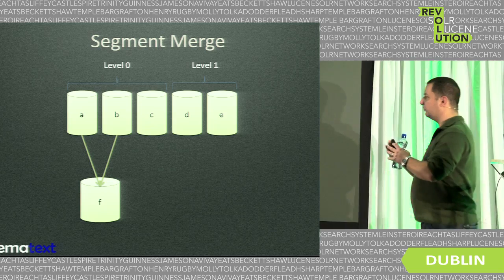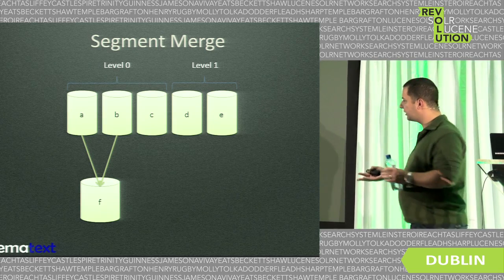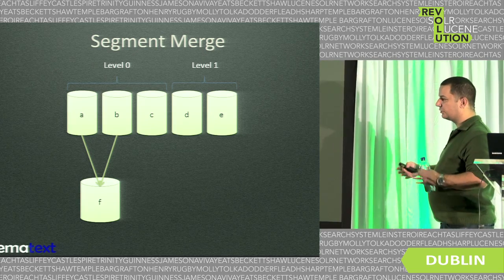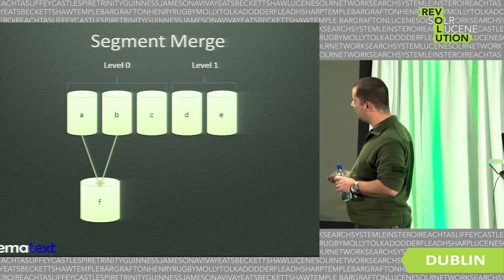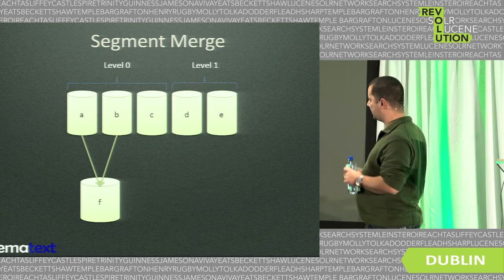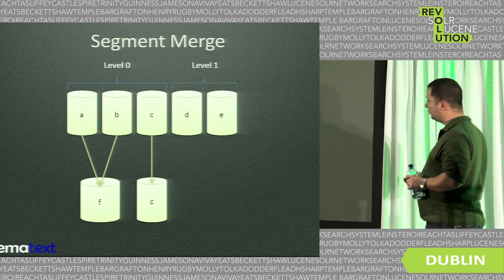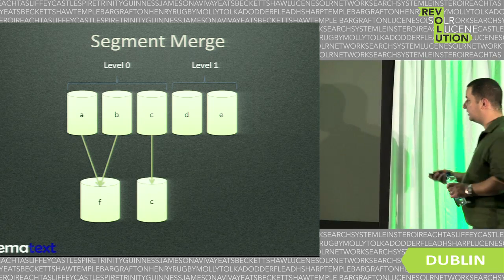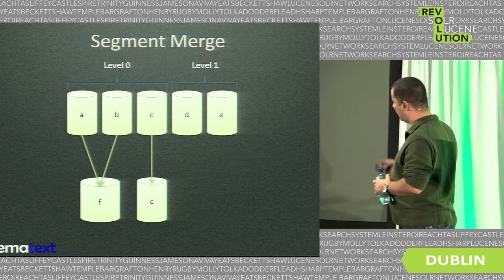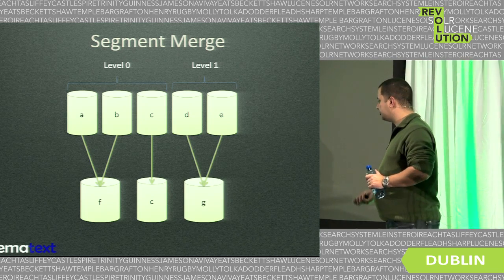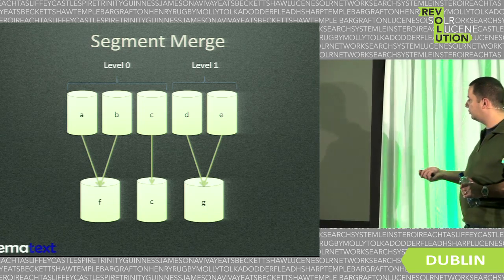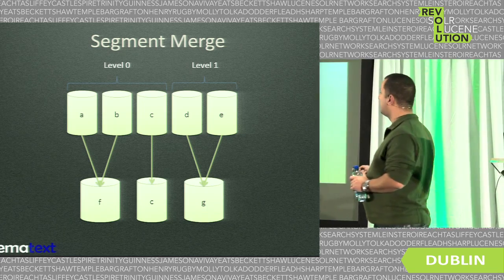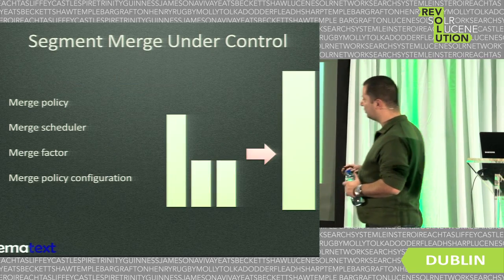Then, from each level, depending on the configuration of the merge policy and the merge factor, segments are chosen to be merged. Basically, segments A and B in this case would be rewritten totally to a segment F. C would be left alone because there are no other candidates to be merged. And again, D and E would be merged to G, which would result after the merge in 3 new segments instead of 5.